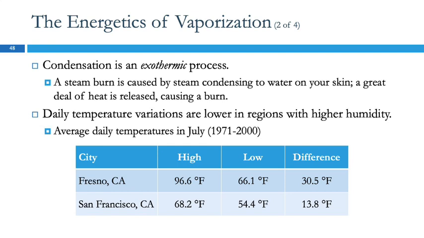And this condensation and evaporation has a lot to do with our climate and the temperature changes over the course of a day. So I pulled these numbers off the internet. This is from 1971 to 2000 in July, comparing Fresno and San Francisco. The average high in Fresno is 96.6 degrees Fahrenheit, San Francisco, 68.2.